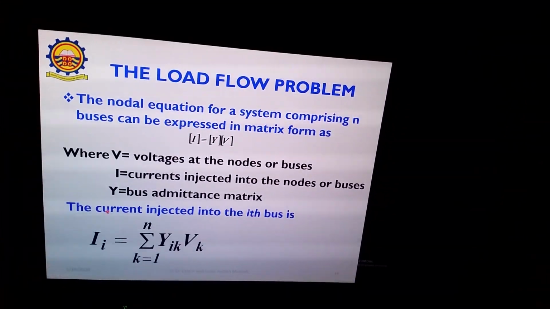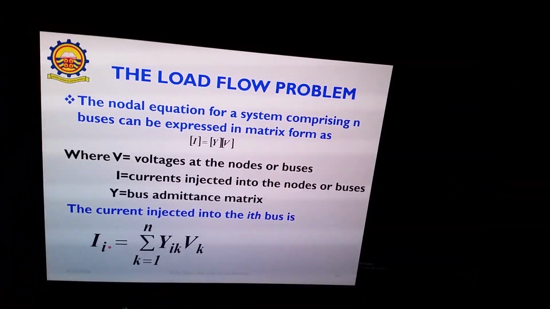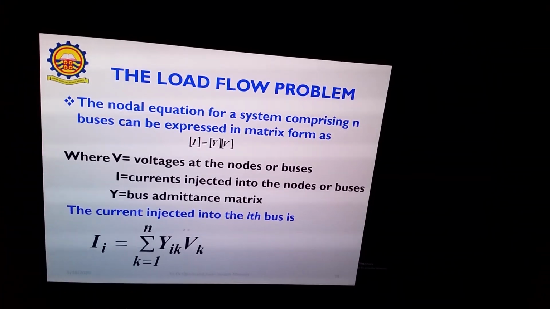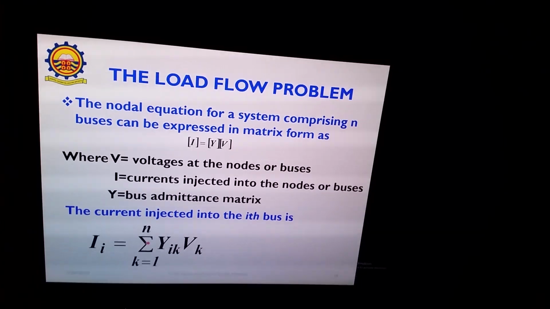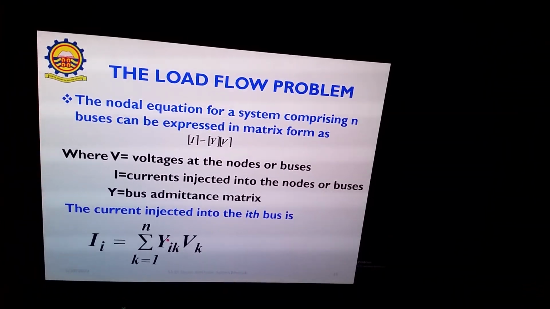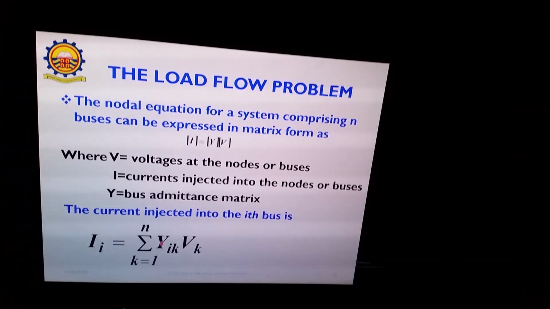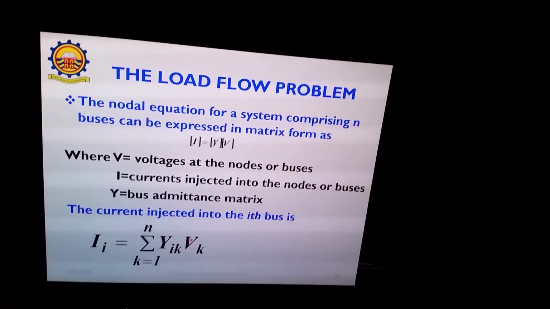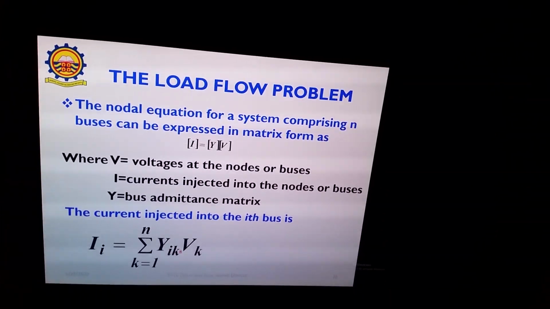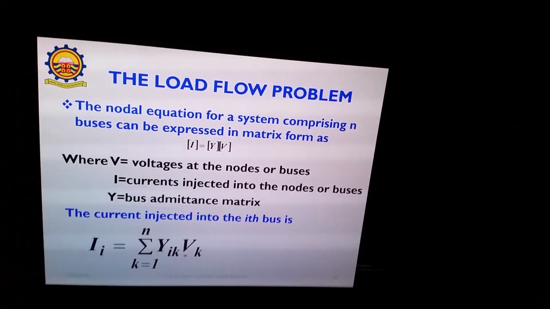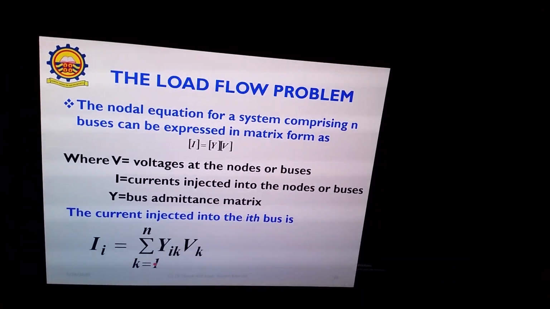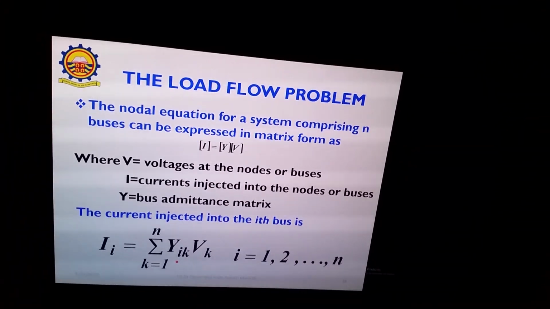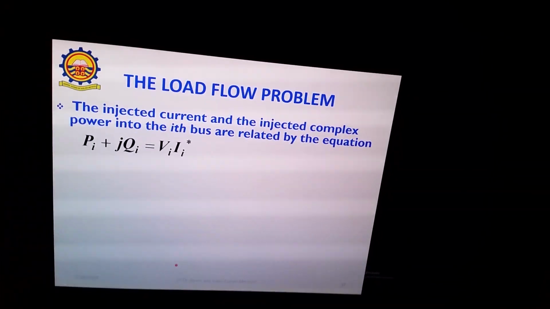Looking at this, if we take the ith bus, then we are going to get the summation of some Y, which is the admittance, times some V at the ith level of a certain constant k, where k is equal to 1. So whilst k is changing, I will also be changing.